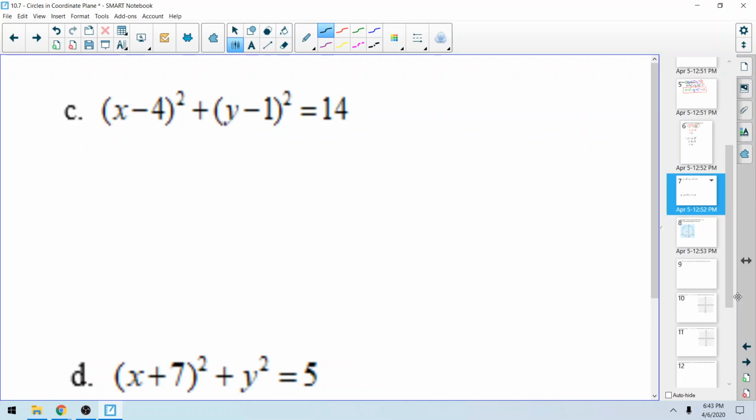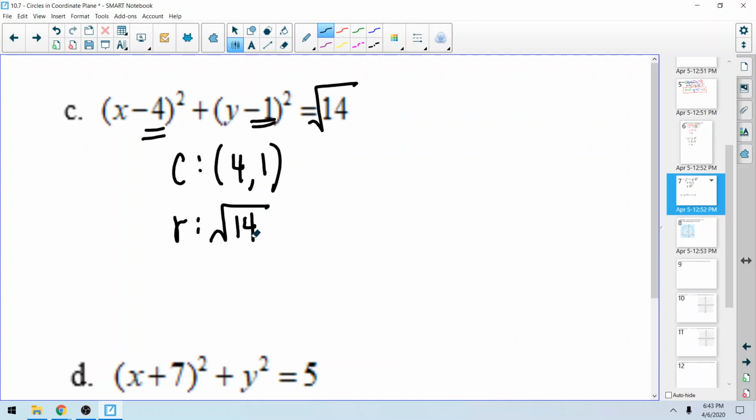Letter C, center, opposite of -4, 4, opposite of -1, 1. Center is at 4, 1. Radius, square root of 14. Now, depending on what I ask you for, if I ask you for the exact answer, you're just going to leave it as the square root of 14. If I ask you for an approximation, let's say I say round to the nearest tenth, then you're going to hit Control Enter in your calculator and you're going to say, okay, that's approximately 3.7.